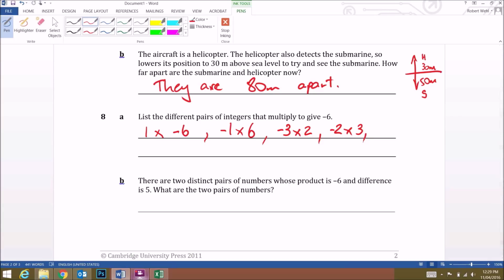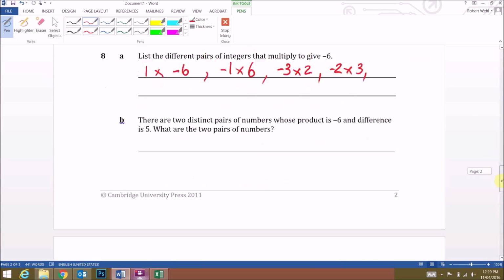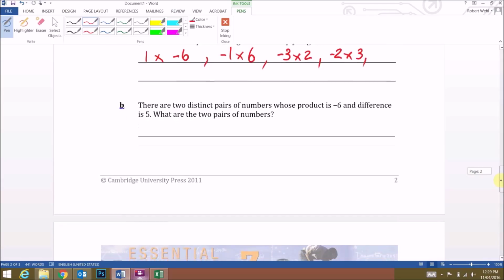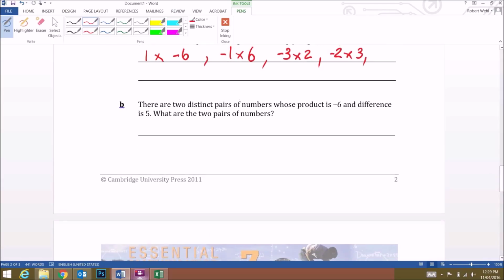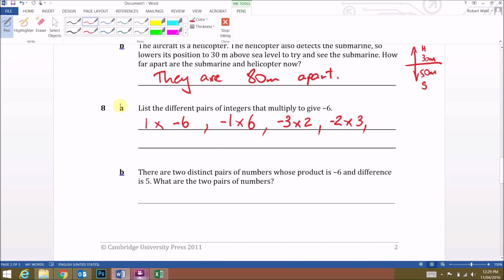And that's about it. If I'm wrong, please let me know and correct me. We're still on this same question here. There are two distinct pairs of numbers whose product is -6 and the difference is 5. What are the two pairs of numbers?